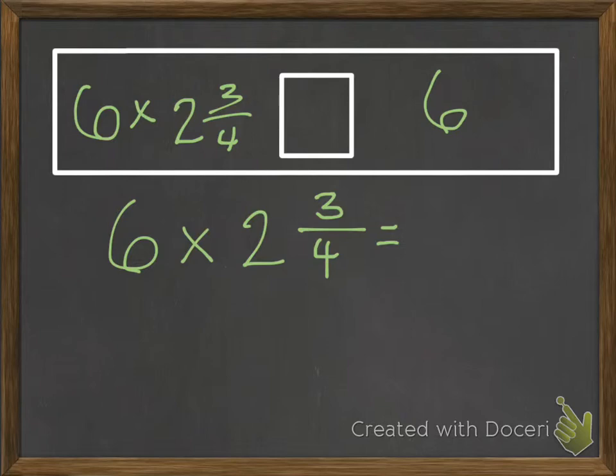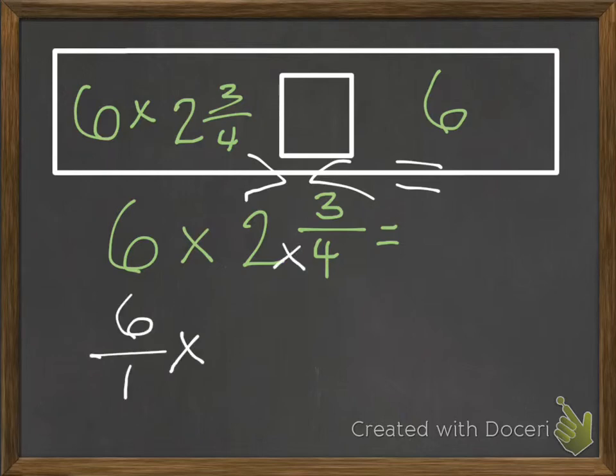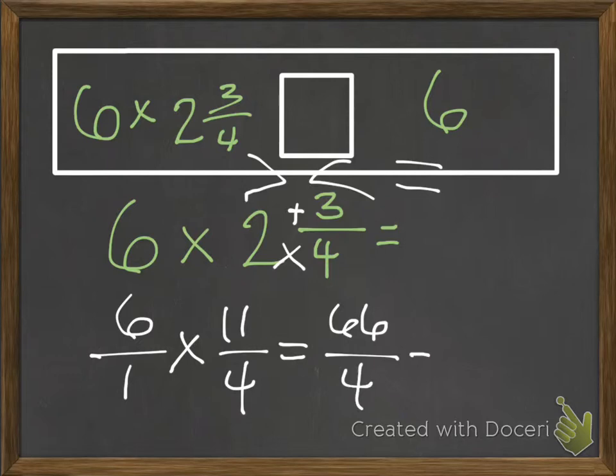6 times 2 3/4, is it going to be greater than 6, less than 6, or equal to 6? Hopefully you should know the answer by now. Let's see what it is. 6 times 2 3/4, I have 6 over 1. Now I'm going to put 2 times 4 equals 8, plus 3 more equals 11 over 4. Then I multiply. 6 times 11 is 66. 1 times 4 is 4. Then I divide out.